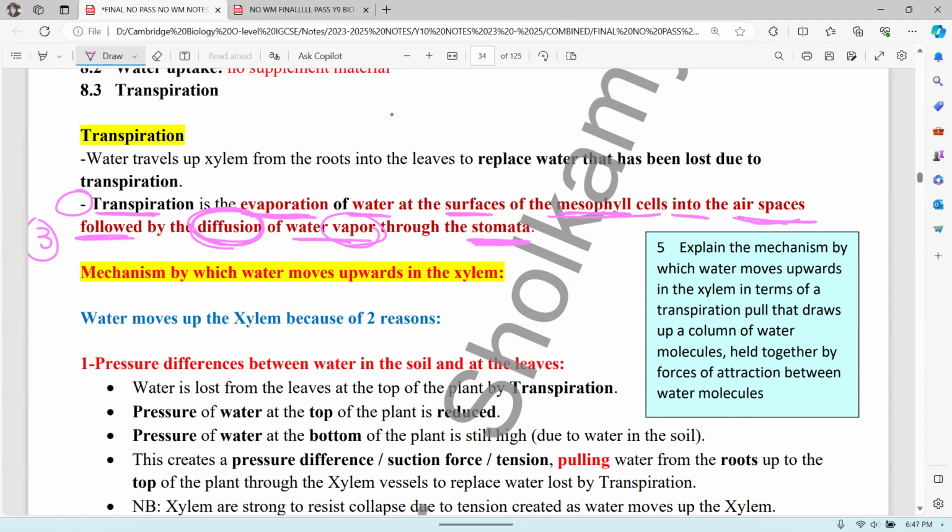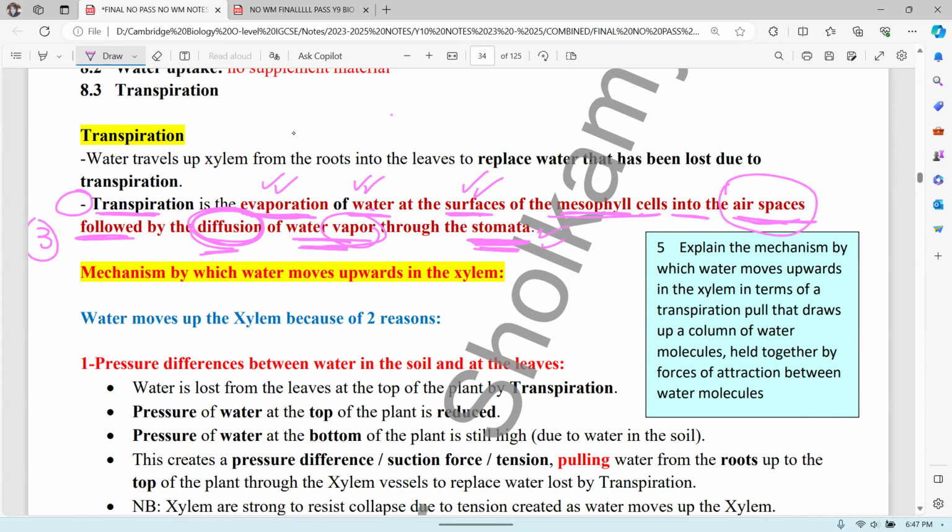You will not memorize it without understanding it. Again, what is the definition of transpiration? We have to start by defining transpiration as the evaporation of water from the surface. Water, you can write liquid water if you want to be very clear, or water molecules. The evaporation of water at the surface of the mesophyll cells into the air spaces, followed by the diffusion of the water vapor through the stomata.